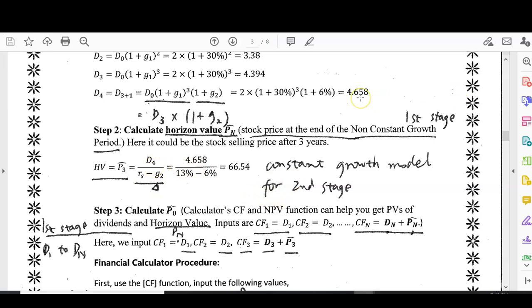D4 is 4.658, calculated already. Divide by R, 13% given, minus 6%, G2 in the second stage. Okay, so we have horizon value P3 as 66.54.